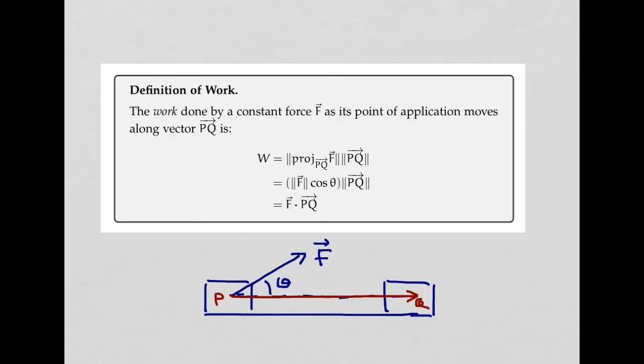An application of the dot product is computing the work done by a constant force to move an object along a line of motion. More specifically, the work done by a constant force F as its point of application moves along vector PQ, illustrated in the picture, is the dot product of F and PQ. We're going to capitalize on this to solve the following problem.